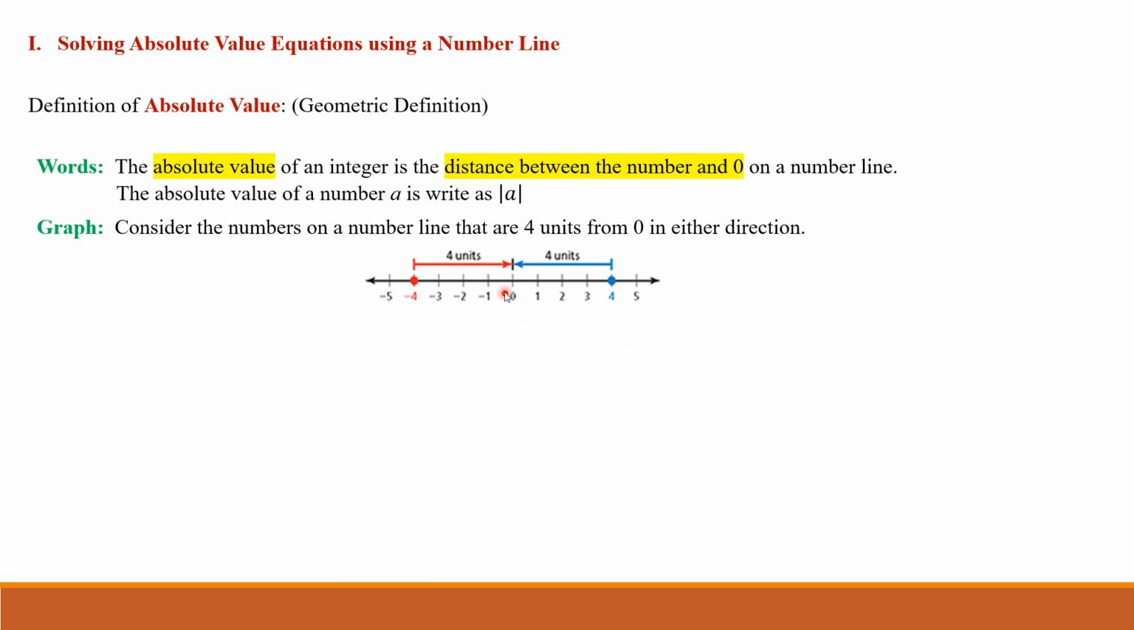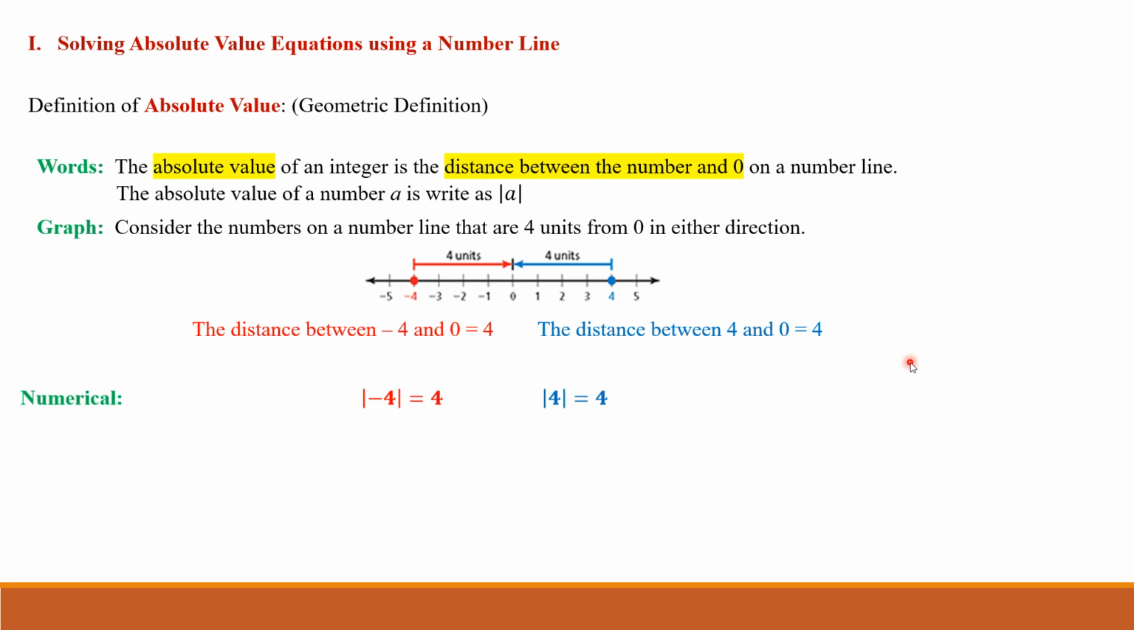So looking at this number line, 0, and we'll be calling this our center point. We want to know what numbers are 4 units away from 0 in either direction. If we go 4 units to the left, that's -4, and 4 units to the right, that's +4. So the distance between -4 and 0 is 4. The distance between 4 and 0 is 4. So numerically, we would say that the absolute value of -4 is 4. It's also true that the absolute value of +4 is 4, because 4 is 4 units away from 0, and -4 is 4 units away from 0.